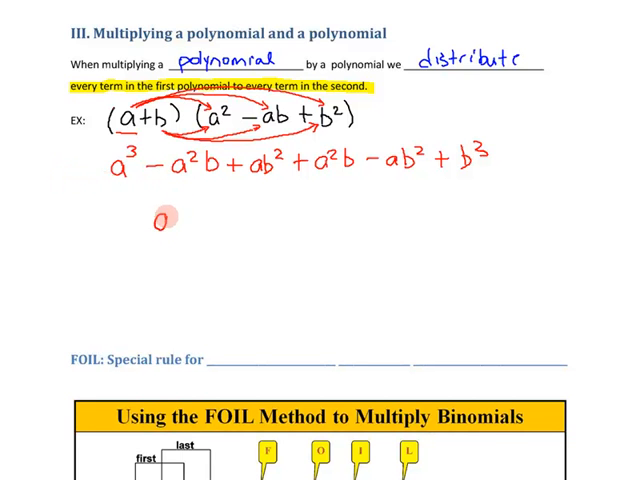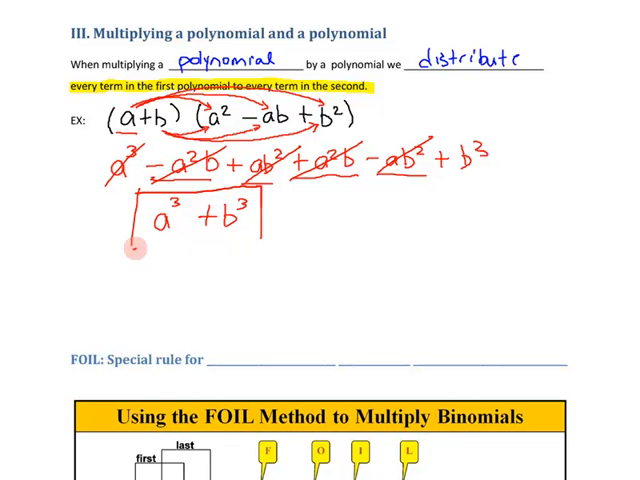A cubed is the only a cubed. Minus a squared b and plus a squared b. Notice what happens to those. Minus a squared b plus a squared b, minus 1 plus 1 gives me 0, so they completely cancel out. Ab squared and a minus ab squared also completely cancel out. So all I'm left with is a cubed plus b cubed is what we get when we multiply that out.